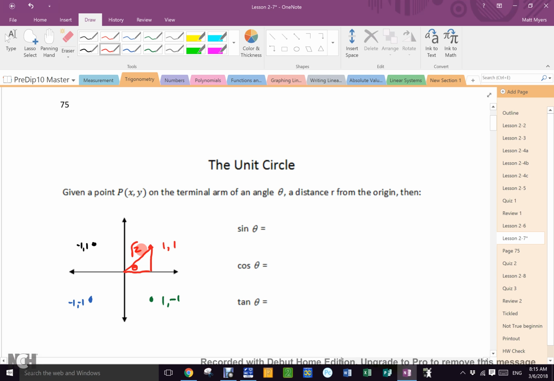Everyone agree? Okay. Now, how long is this side? 1. How long is this side? 1. So now, again, I ask you, what is sine theta? Always opposite over hypotenuse. Excellent. So sine theta is always opposite over hypotenuse, yes? Okay. What is it in this case? 1 over root 2. Agreed? Now, look, we're going to stop there for a moment.